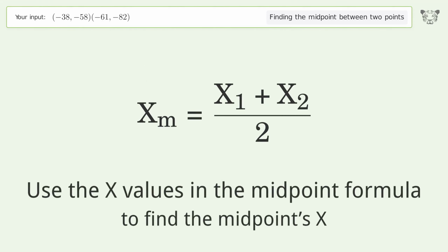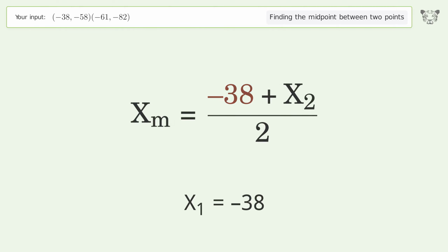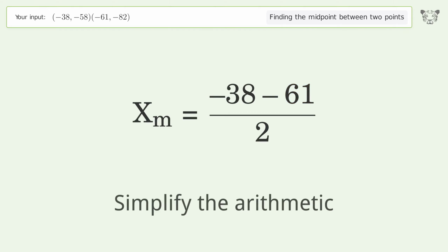Use the x values in the midpoint formula to find the midpoint's x. x1 equals -38. x2 equals -61. Simplify the arithmetic.